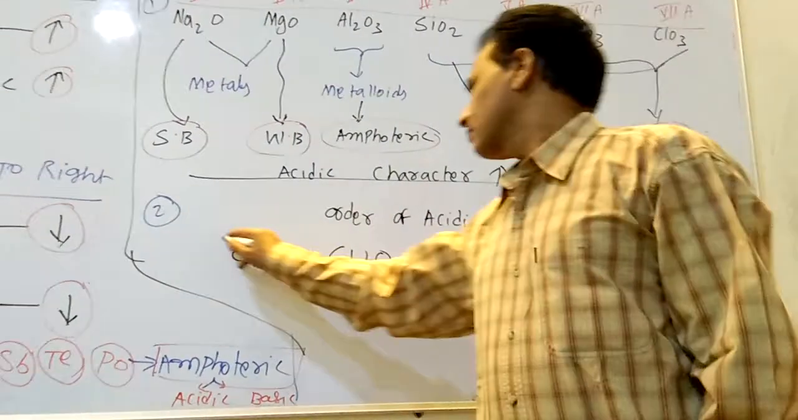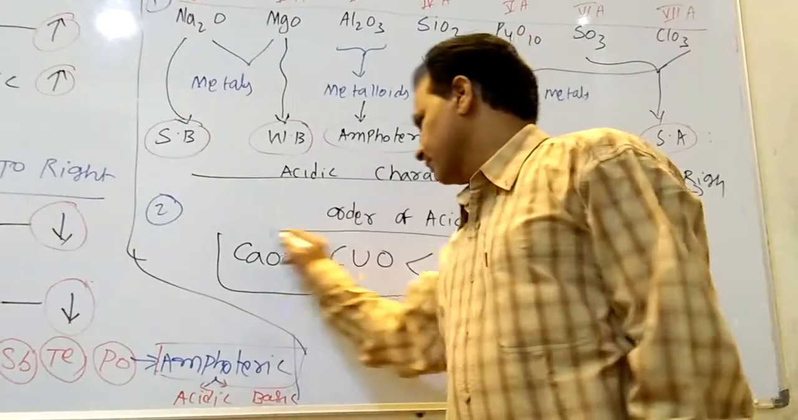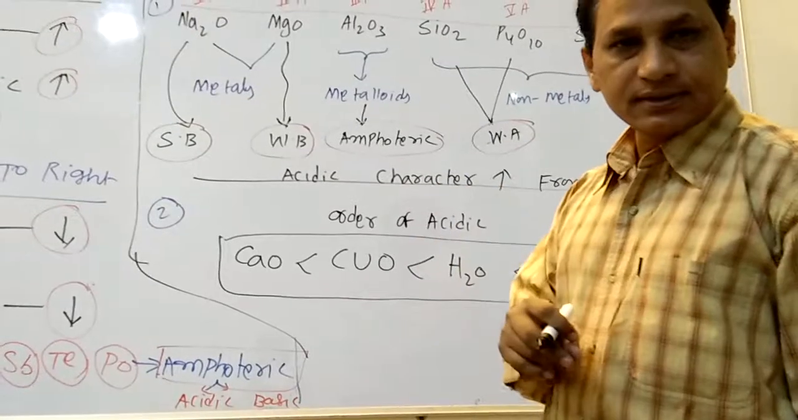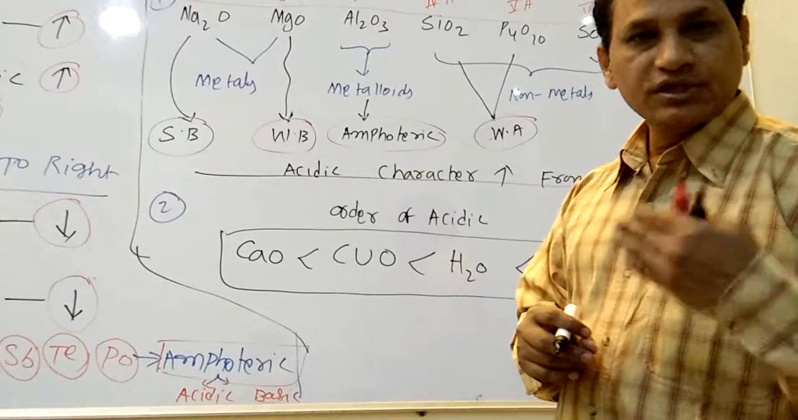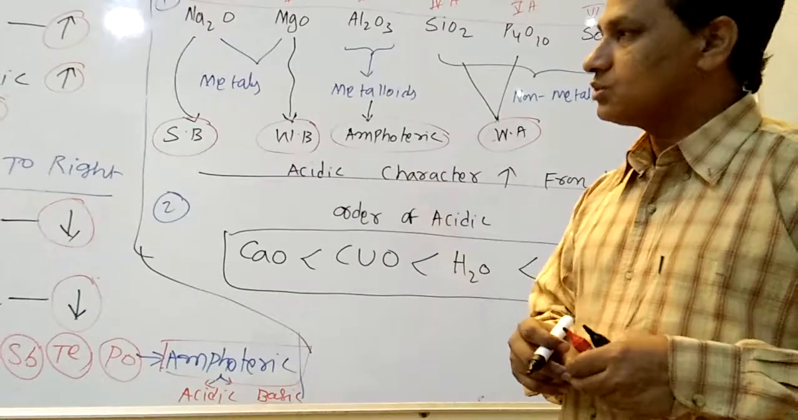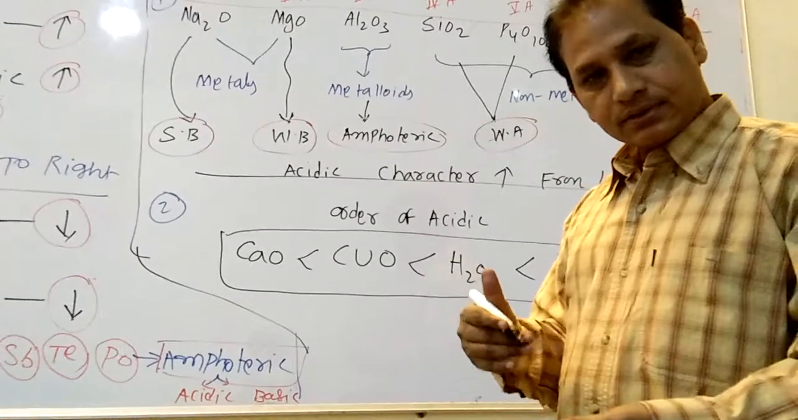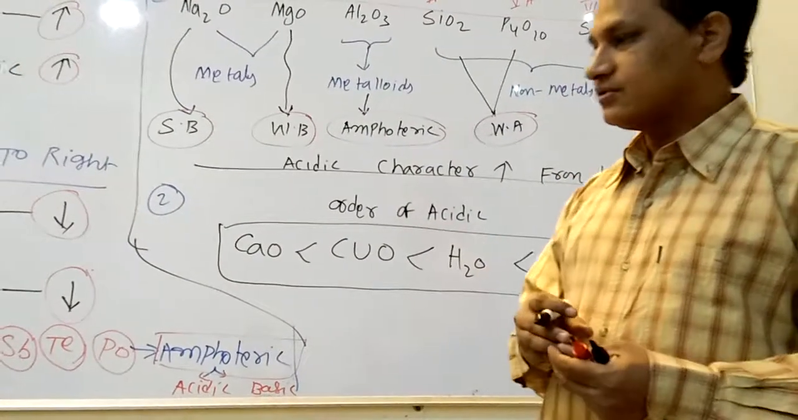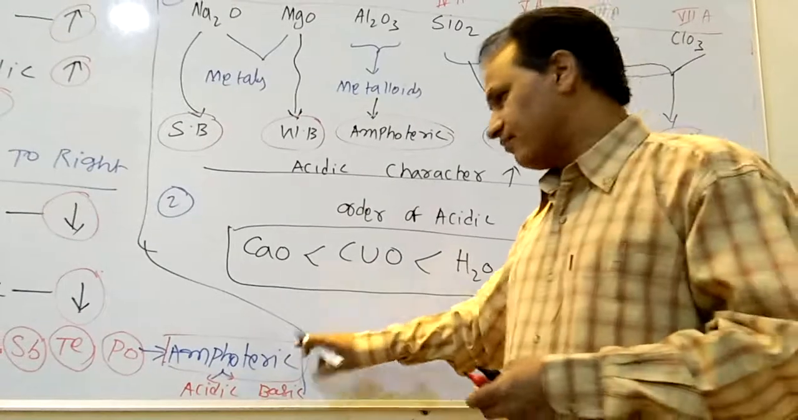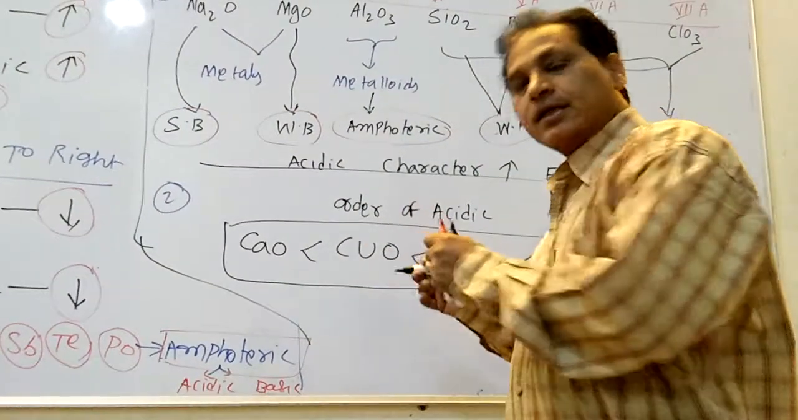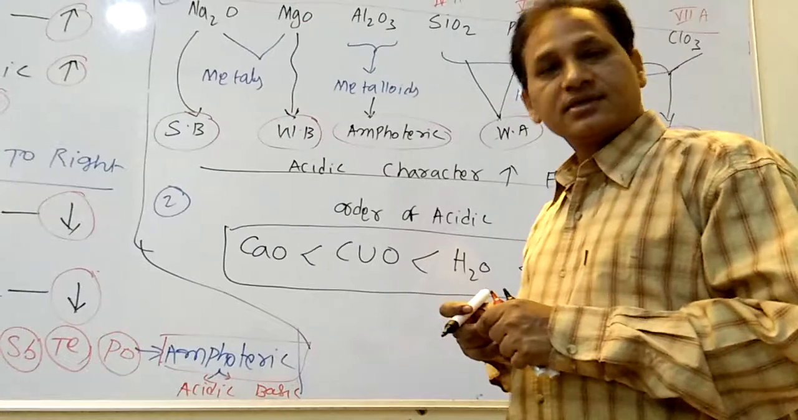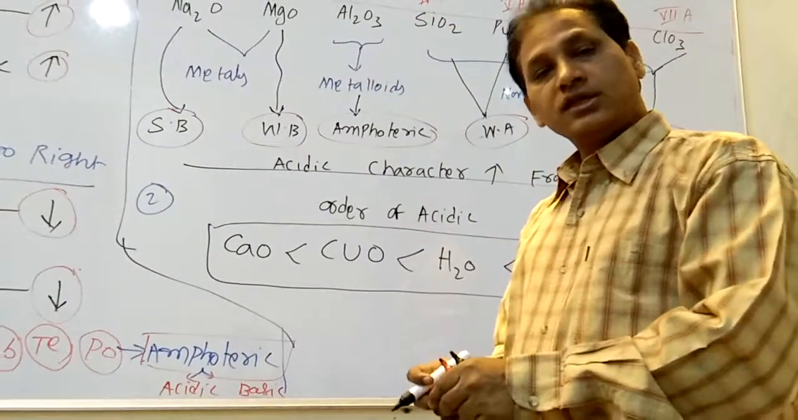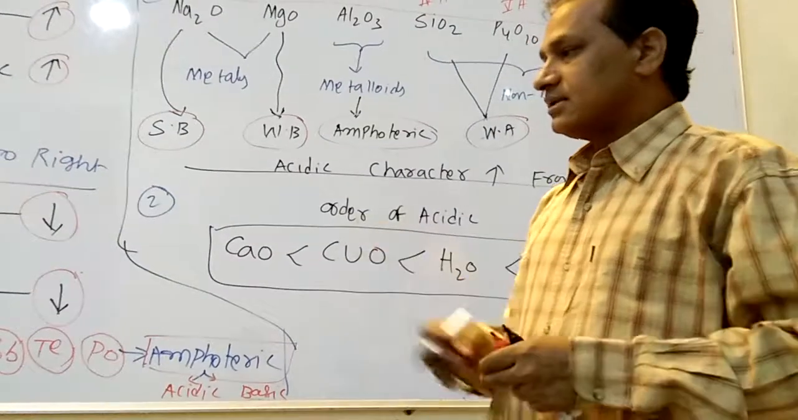See, what decides acidic and basic character? Acidic character depends on electronegativity. Basic character depends on electropositivity. Metals give basic properties, non-metals give acidic properties, and metalloids give both acidic and basic, known as amphoteric. Moving from left to right, non-metallic character increases, so acidic nature increases. Moving from top to bottom, metallic character increases, so basic character increases.